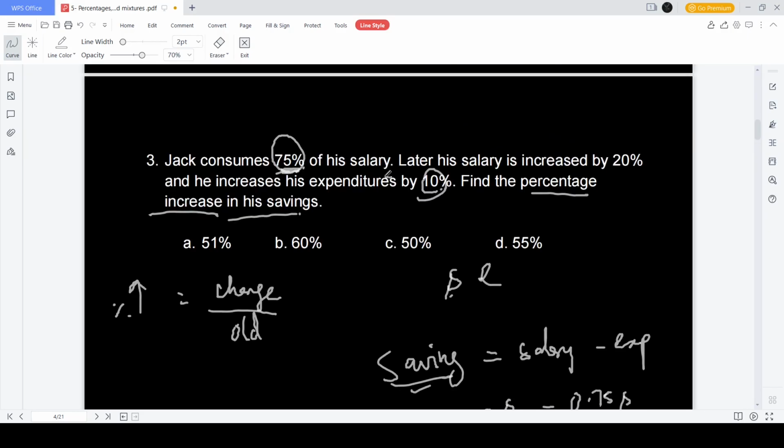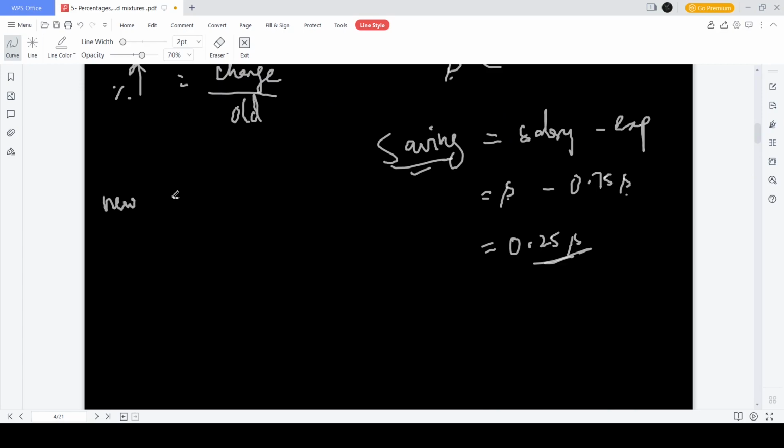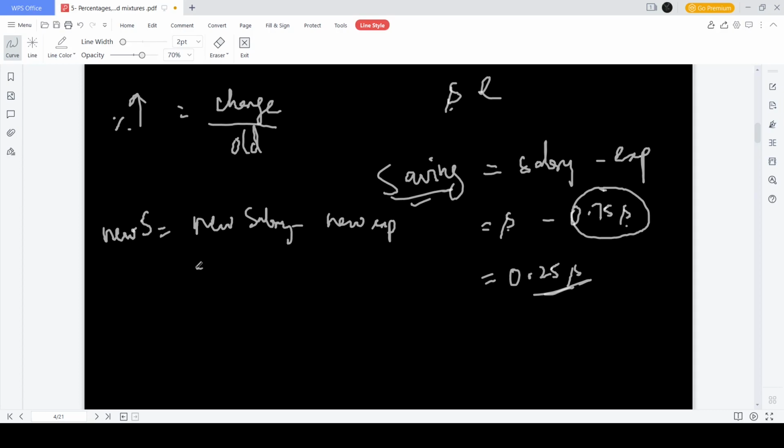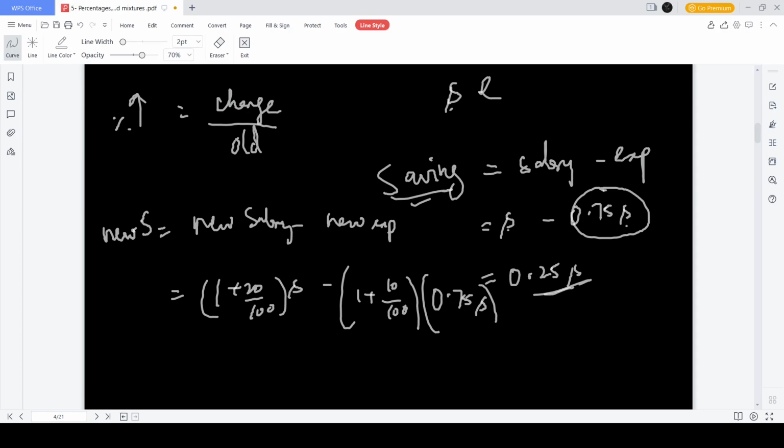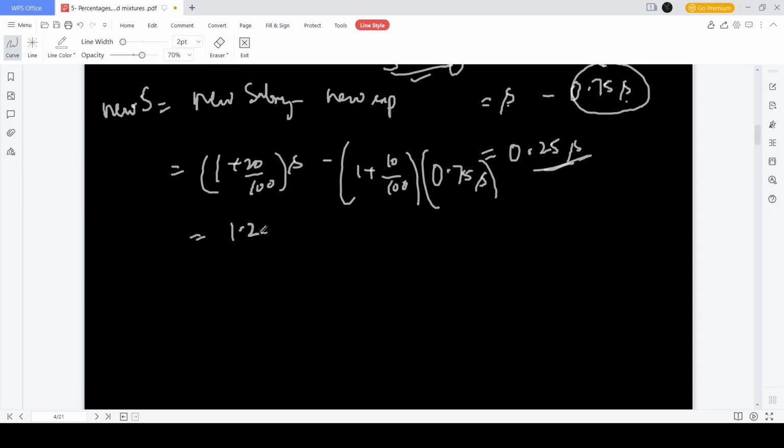Fine. Now his salary is increased by 20%. So new savings will be new salary minus new expenditure. His new salary is increased by 20%, so his new salary is 1 plus 20 by 100 into old salary. And in fact his expenditure also increased by 10%, right? So that will be 1 plus 10 by 100, into his expenditure, which was 0.75 into S. So the new savings will be 1.2 into S minus 1.1 into 0.75 into S.